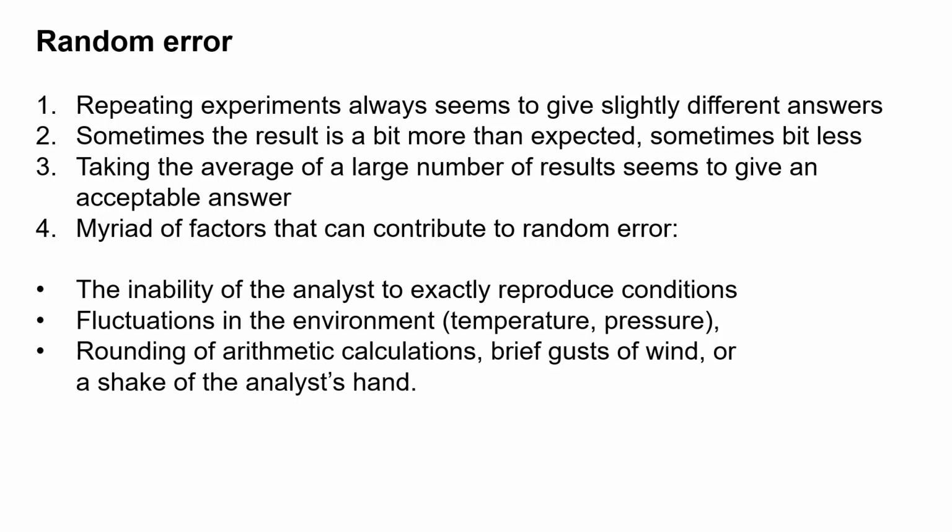So it is always advisable to have such control on your reaction conditions and to have a consistent protocol so that you can avoid these types of random errors. Sometimes the result is a bit more than expected and sometimes a bit less, so you can have values on both sides. Taking the average of a large number of repeated measurements, you can have a value that is statistically correct by using different statistical analysis, and your value should be close to the mean value or the true value.